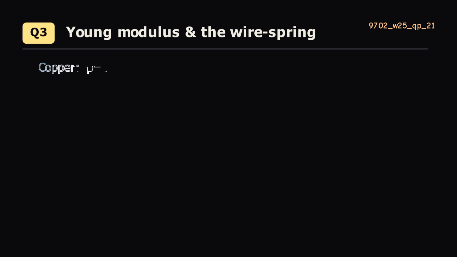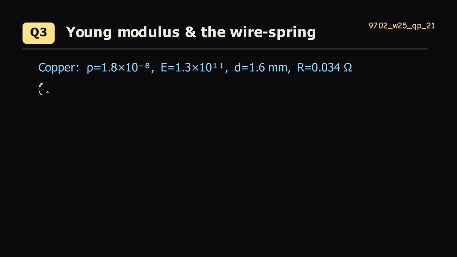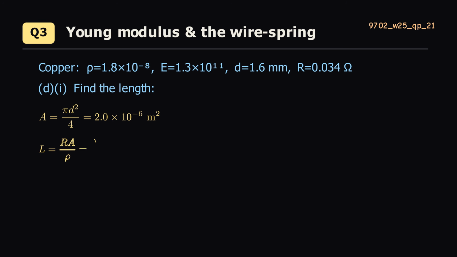Part D. Copper wire, resistivity 1.8 times 10 to the minus 8, young modulus 1.3 times 10 to the 11, diameter 1.6 millimeters, resistance 0.034 ohms. Part D. Part 1. Area is pi d squared over 4. Length L equals RA over rho, about 3.8 meters.